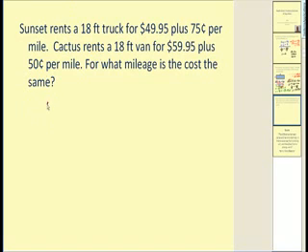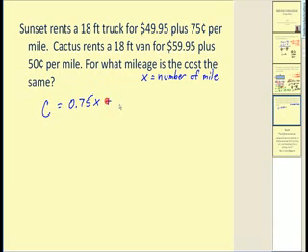For our first equation, the cost, C, is equal to $49.95 plus 75 cents per mile. So we have a fixed cost of $49.95 and a variable cost of 75 cents per mile. If we let x equal the number of miles, the total cost for the Sunset truck would be, now we need to be a little bit careful here, this is in cents and this is in dollars, so we're going to convert 75 cents into dollars, so 0.75 times the number of miles plus the fixed cost of $49.95.